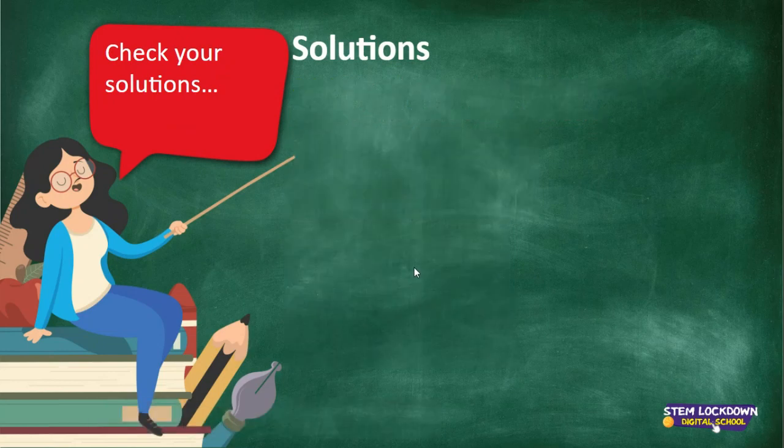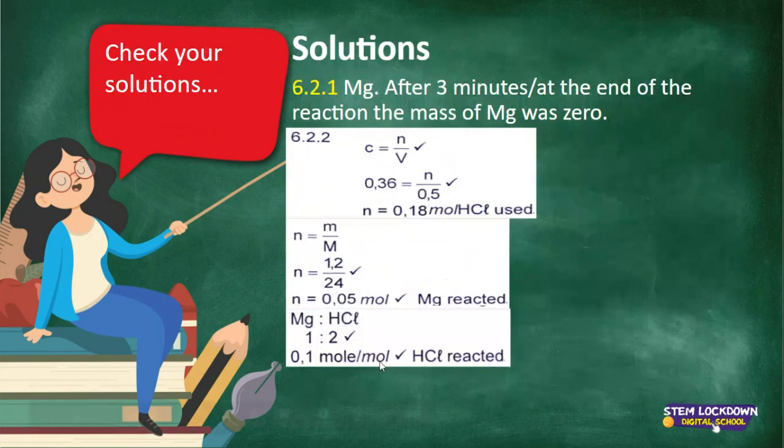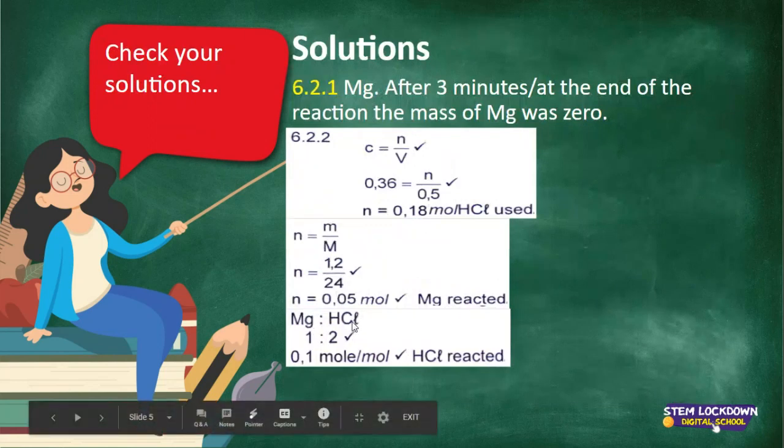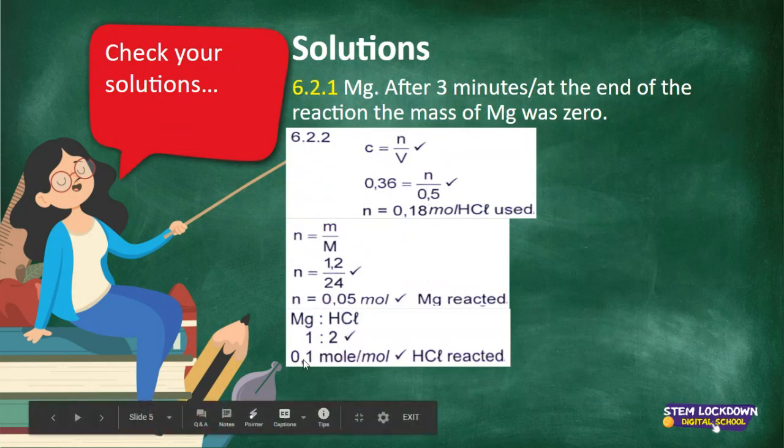If we look back at our balanced equation, you can see that 1 mole of magnesium reacts with 2 moles of hydrochloric acid. So 1 magnesium is to 2 moles of hydrochloric acid. Now if magnesium was 0.05, it will be 0.05 multiplied by 2, which is 0.1 of hydrochloric acid that would have reacted.